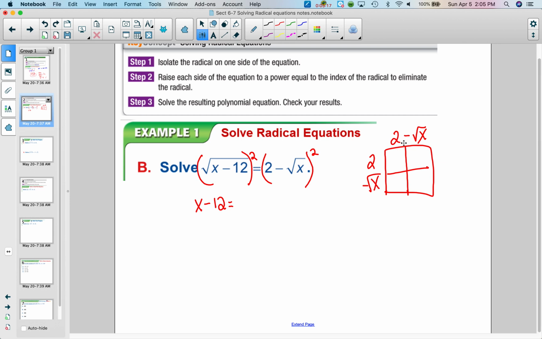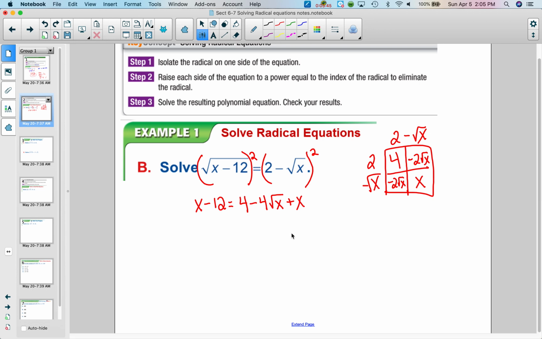So when we do that, we get 2 times 2 is 4. Here we get minus 2 root x. Here we get minus 2 root x. And here the square root of x times the square root of x. You're squaring a square root, it cancels it, leaves you an x. A negative times a negative is positive. So I have 4 minus 4 root x plus x.